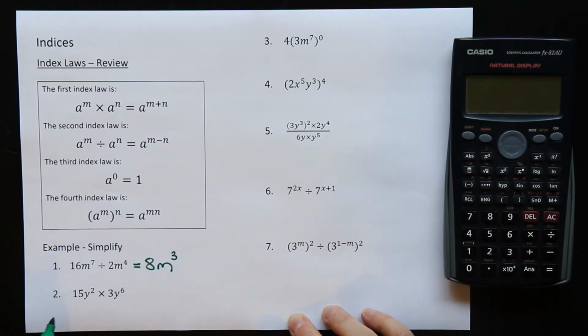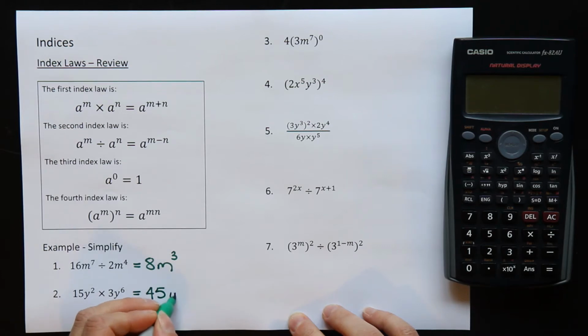In question 2, we have 15y squared times 3y to the power of 6. Okay, we're multiplying, so we want to multiply the numbers at the front. 15 times 3 is 45. Y is the base, and when we're multiplying and we have the same bases, we want to add the powers. 2 plus 6 is 8.